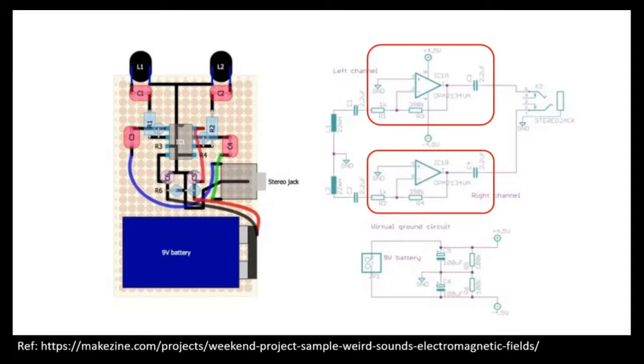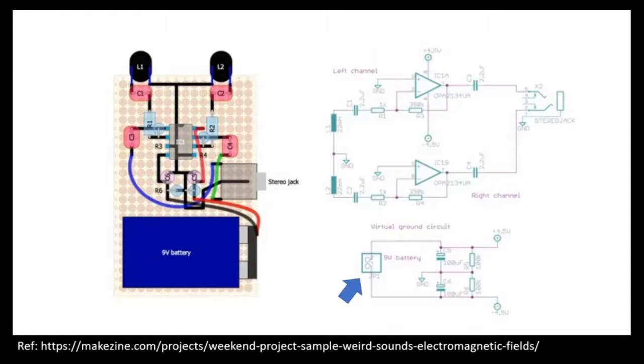However, we want to supply our circuit using a battery. Because a battery only produces a single polarity supply, we can add two resistors between the positive and negative terminals to produce a virtual ground. This enables us to have positive and negative supply to be used by the amplifier circuit.